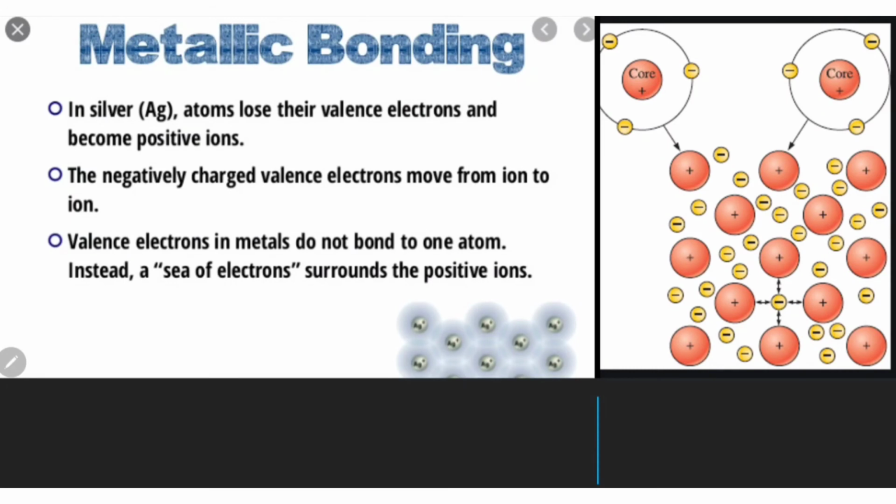For example, here we have silver. Silver is a metal. The atoms lose their valence electrons and become positive ions. The negatively charged valence electrons move from ion to ion. So here the electrons are moving around. The valence electrons, which we call the sea of electrons, are not bonded to one atom but move around the positive ions.